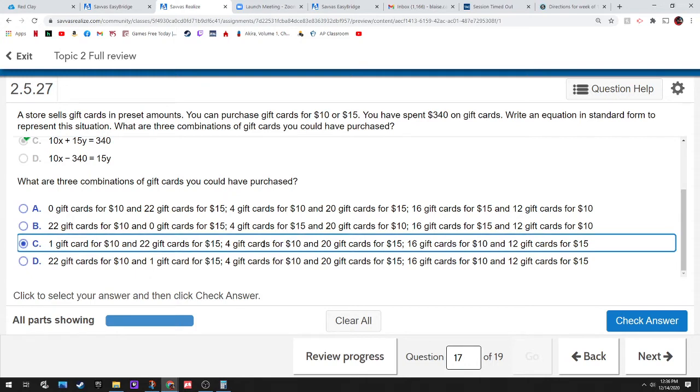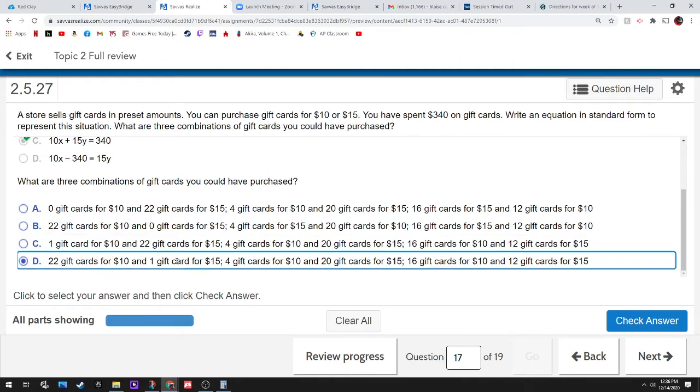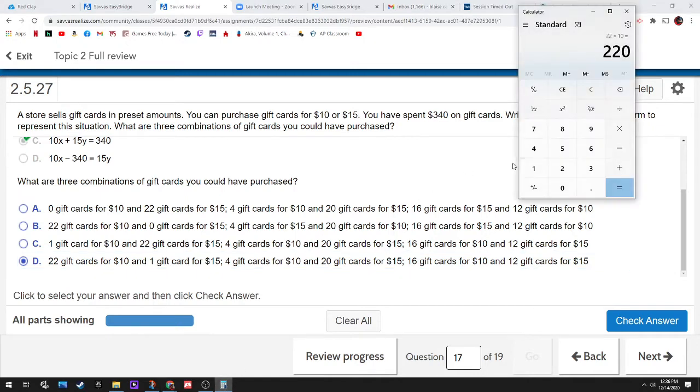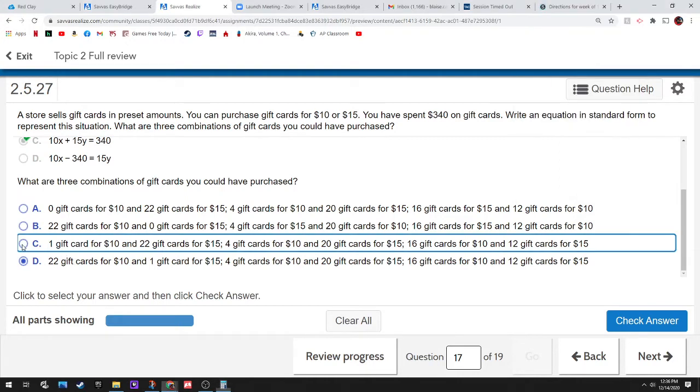So I still need to check these other two, but I already know it can't be A and B. Let me look at D and see if the first option in D is possible. So if I do 22 of the 10, that's 220, right? And then 1 of the 15, that's not enough. Right, so it can't be D either. That means it has to be C.